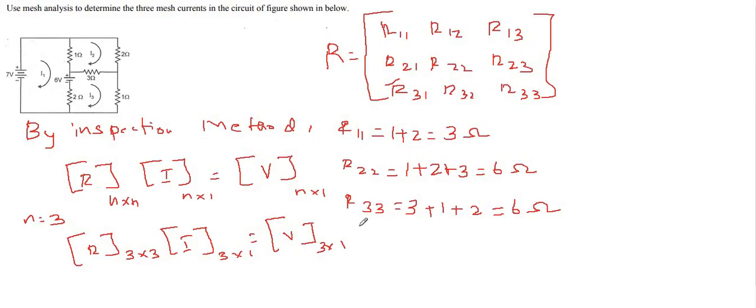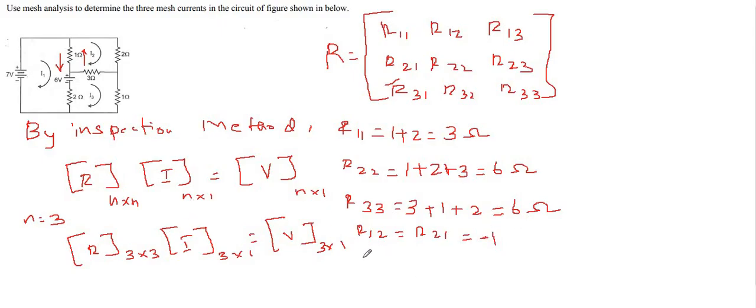And next we'll find R12, which will be equal to R21. From the first loop and second loop, the common resistor is 1 ohm. So we take this as 1. And we see the direction of the current: here the current direction is from top to bottom, and this I2 will reach this 1 ohm resistor from bottom to top. So they are both in opposite directions, so we give a negative sign here.